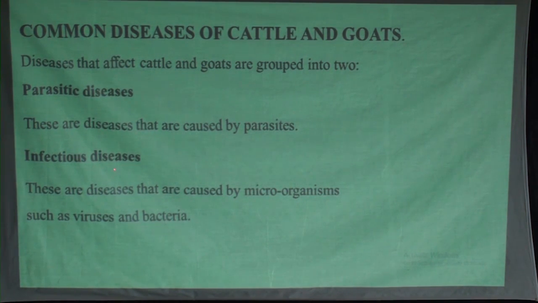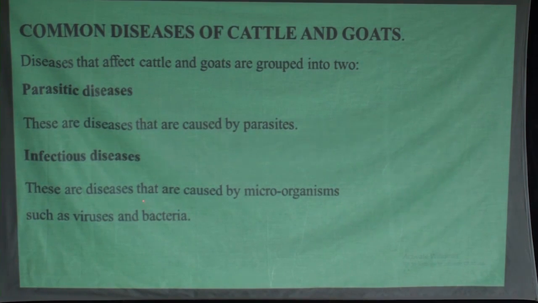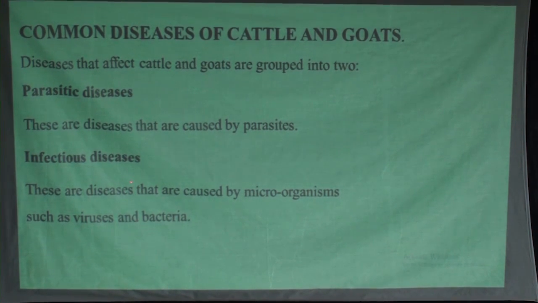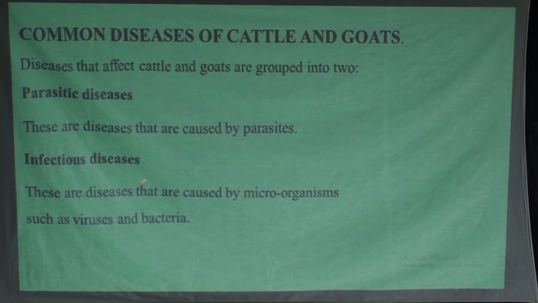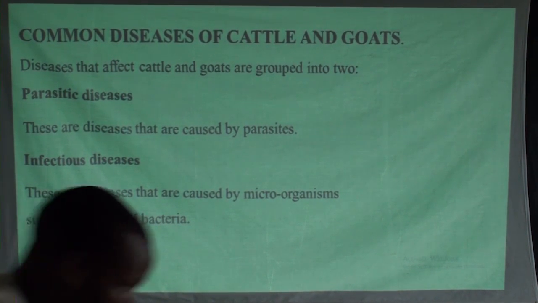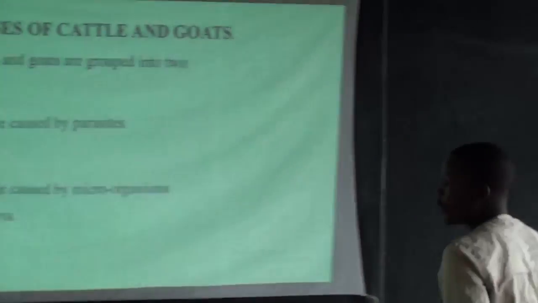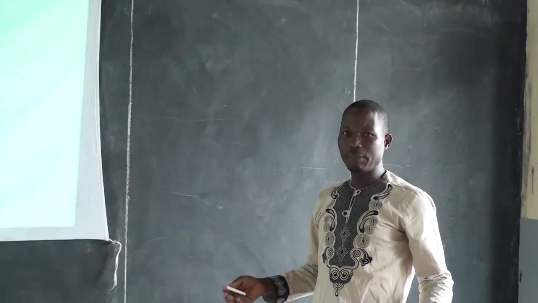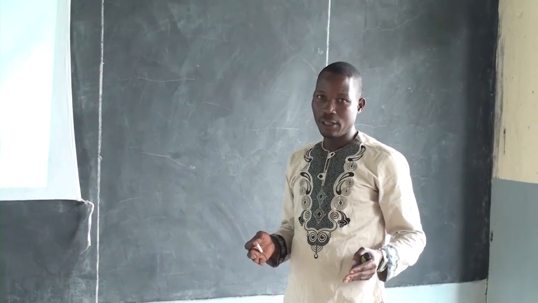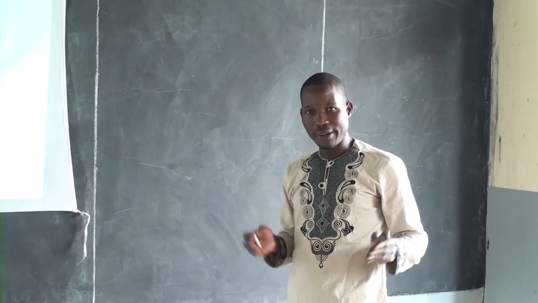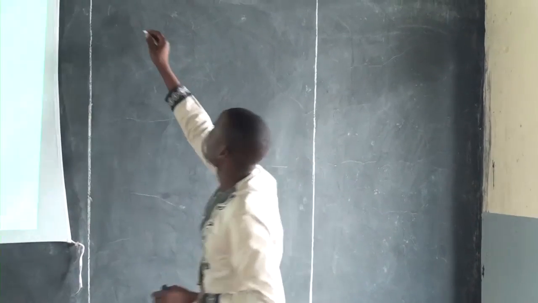And then when you go to infections or infectious diseases, these are caused by microorganisms, such as virus or bacteria. These microorganisms, we don't see them, they are small living organisms. Simply, they are germs. So let us have a look at some of them here in a group. You can be asked to write down diseases of cattle and goats which are referred to as parasitic diseases. So just look at them here.